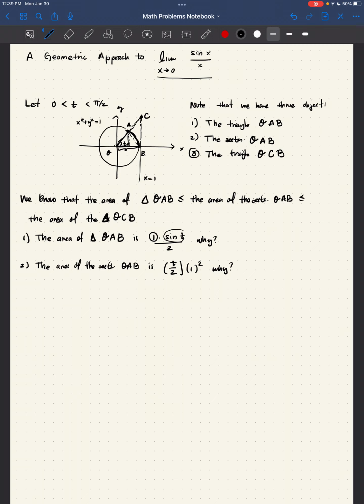And well, next thing, the area of the triangle given by the origin, C and B. Well, this one, again, has base 1, as indicated here.